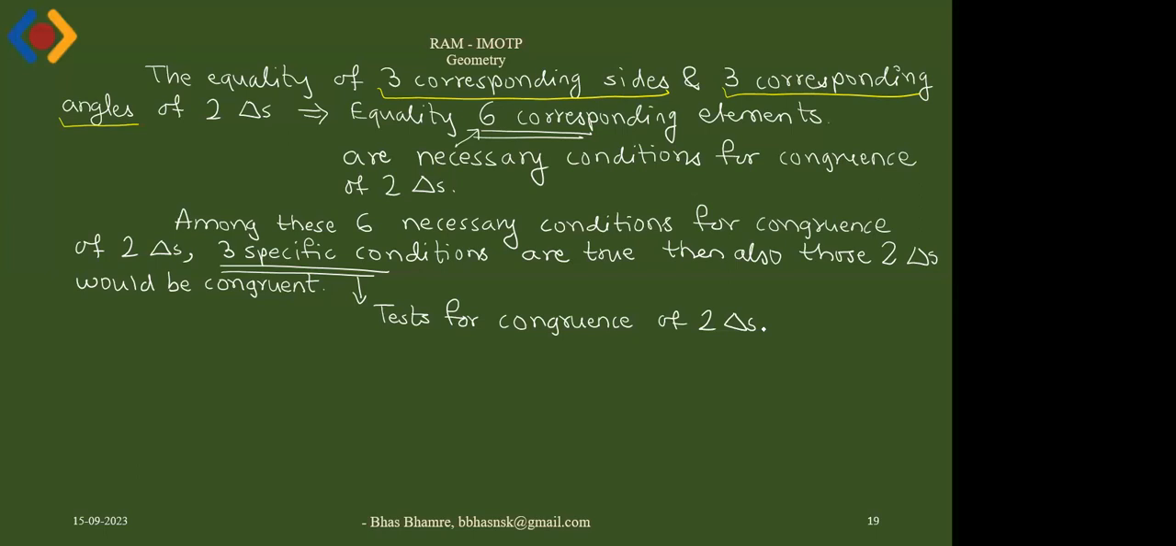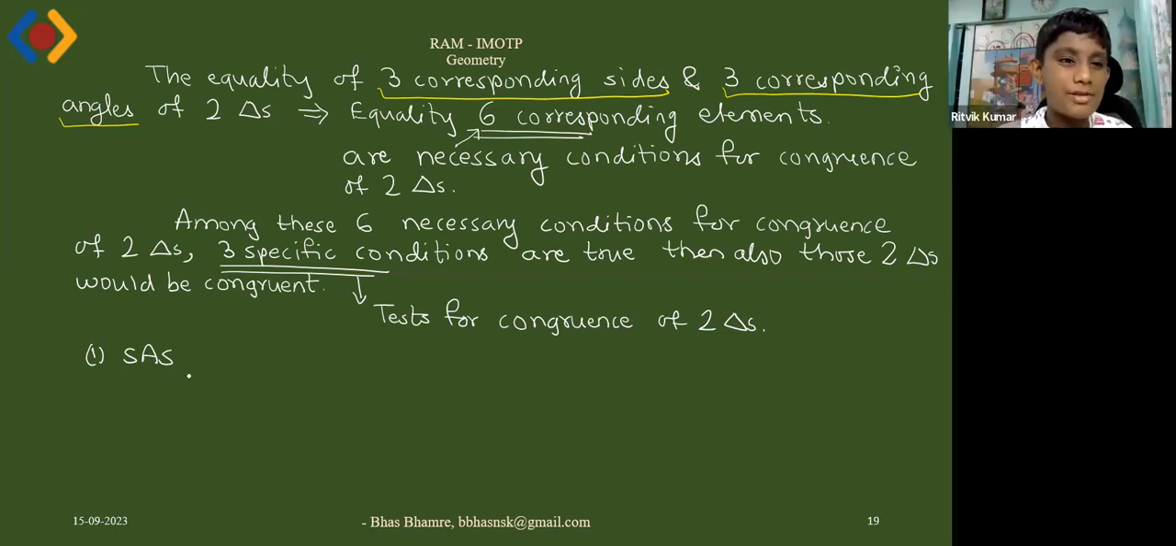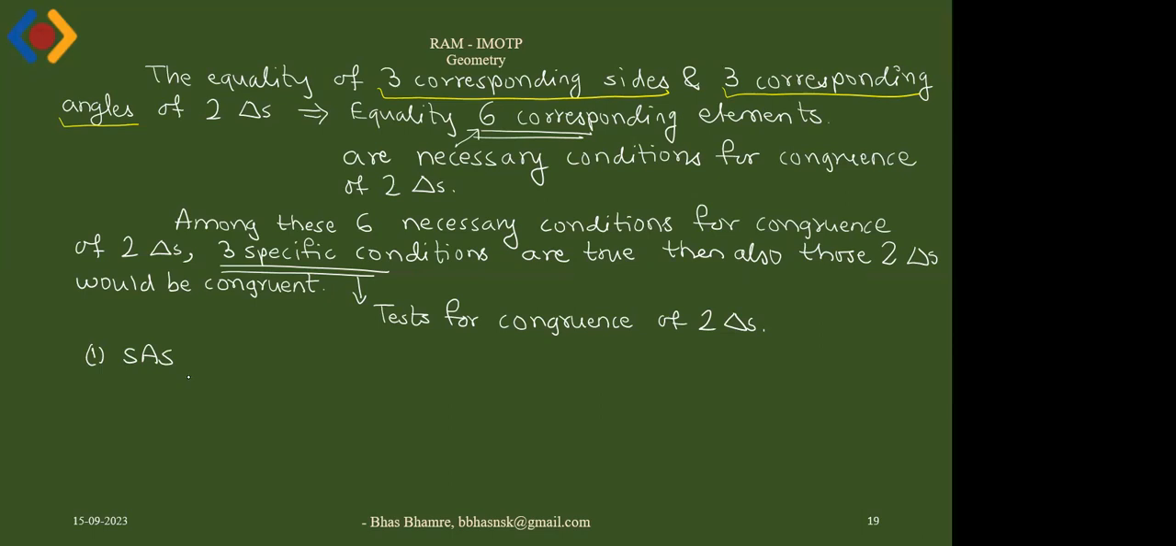So I use the name tests, and those tests are namely SAS, side angle side. We say this is the axiomatic one. Then another is side side side. Then the third one is angle side angle, or it is also termed as angle angle side. And a special test comes, that is nothing but RHS, which is specially for a right angle triangle.